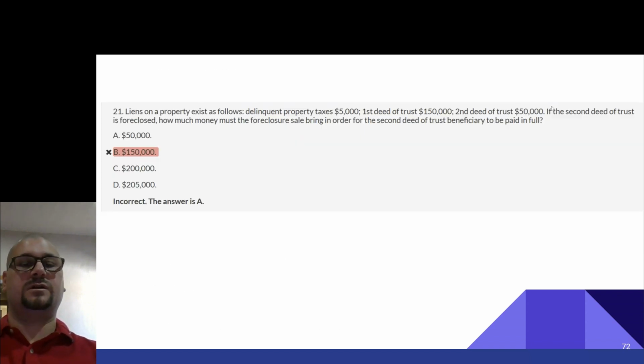Liens on a property exist as follows. Delinquent property taxes is $5,000.